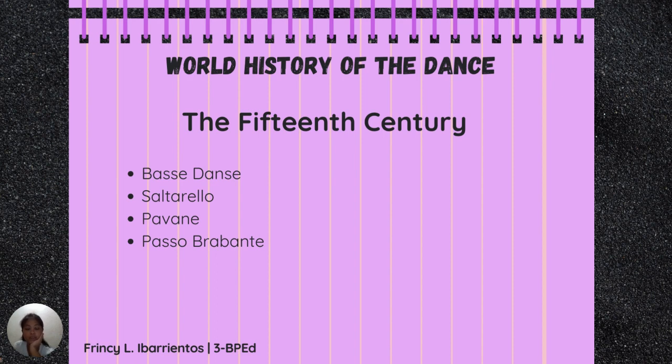So there are many kinds of dances for this century. There's the bass dance, saltarello, pavan, paso probante. These dances range from slow, stately processional dances, especially the basse dance, pavan and almain. Yan, meron pa tayong almain. To the fast, meron din fast and lively dances, which is the galliard, coranto, and canario. The former, in which the dancers' feet were not raised high off the floor, were styled the dance base, while energetic dances with leaps and lifts were called the haute dance.